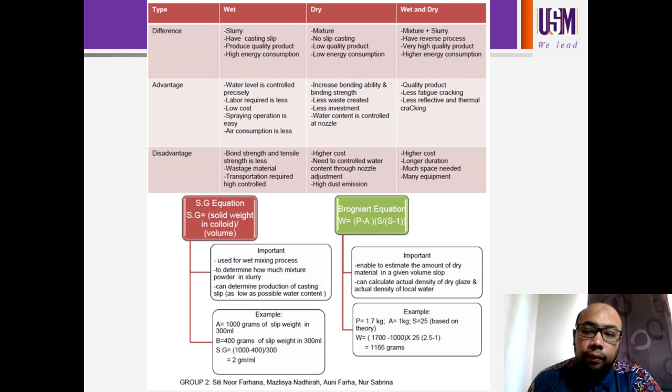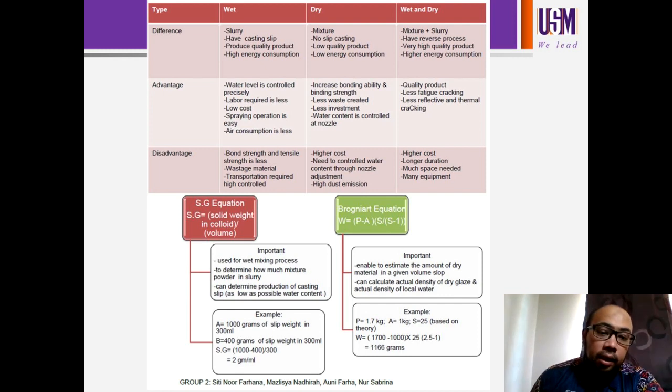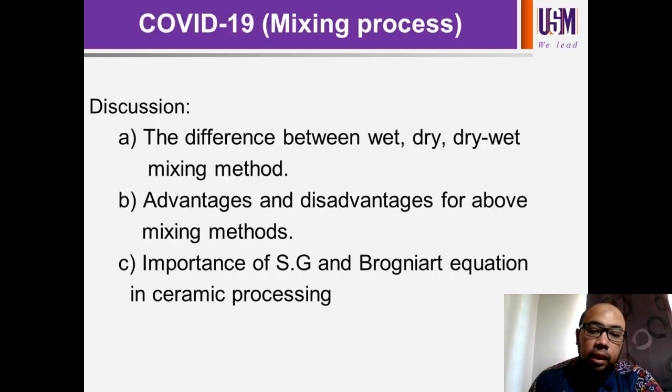Okay, in the case of the wet and dry mixing method, of course, as I mentioned before, the disadvantages are high cost, longer duration, and definitely you need more space and equipment in order to perform this kind of ceramics processing. Okay, now we have already talked about the differences and also the advantages and disadvantages of the above mixing methods.